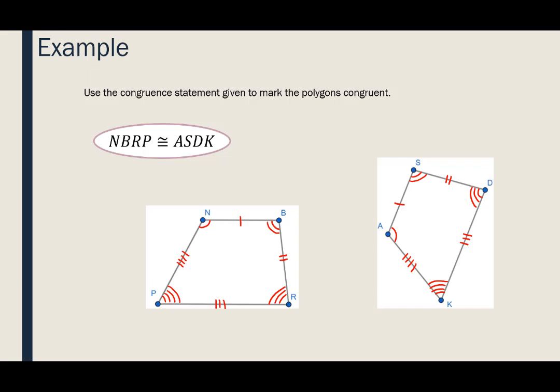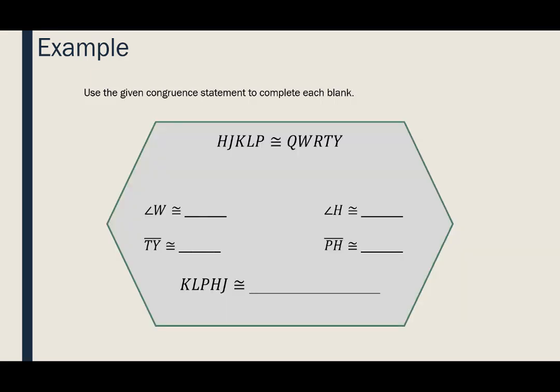Alright, so that's for our diagrams now. Let's move into some problems without diagrams. Can you do it with just a statement? Here's how this works. The first one says angle W is congruent to whom? Well, I see angle W is in the second polygon, and it's in the second position. So in the first polygon, I need to find the vertex that's in the second position. I see that's J, so angle W must be congruent to angle J.